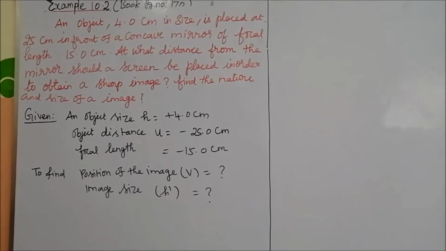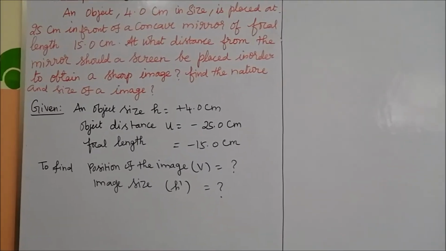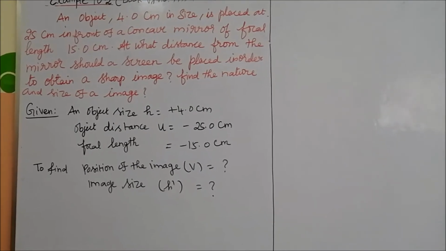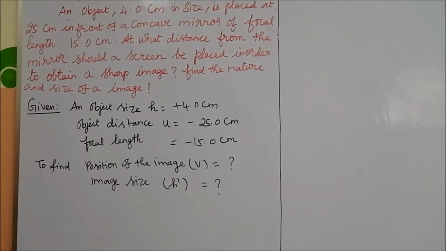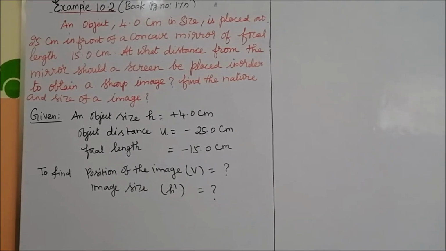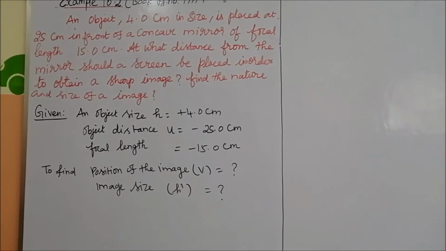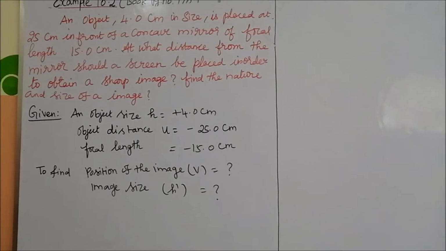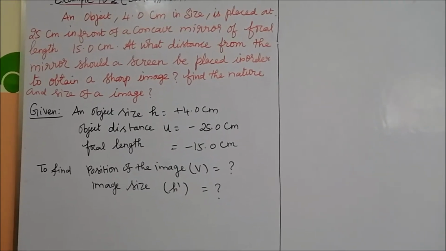So what is given in this question? An object size h is equal to plus 4 cm. Why are we putting a plus sign here? Because we usually place the object above the principal axis, so the sign of the object size is positive.